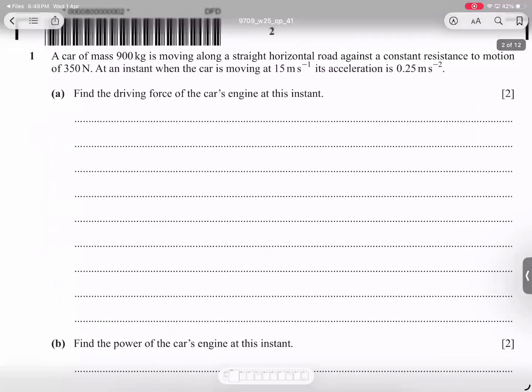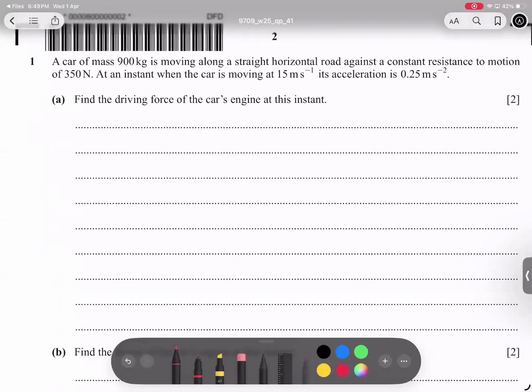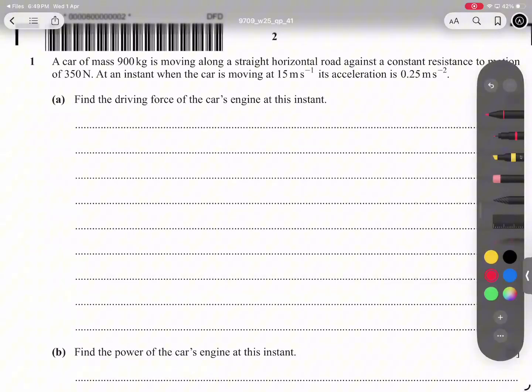Question number one. We have a car of mass 900 kilograms on a straight horizontal road, with a friction force of 350 newtons. At the instant the car is moving with speed 15 and acceleration 0.25. Find the driving force. So naturally, you know it very well.